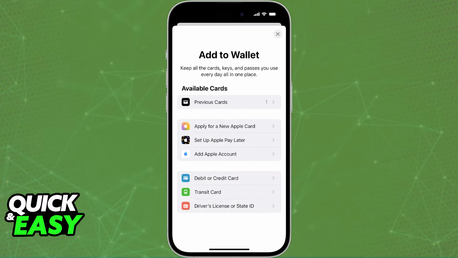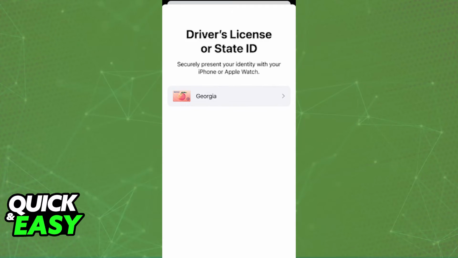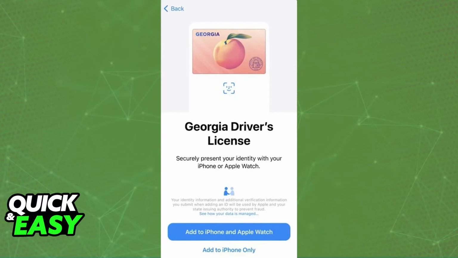Well, the actual answer to the question in the title of this video is that as of today, it is impossible for Australia citizens to add their driver's license into Apple Wallet. This is because the feature is limited to only some US states. So as it stands today, you will not be able to add your driver's license to an Apple Wallet if you are located outside of the US. It is extremely unfortunate, but Apple works slow.